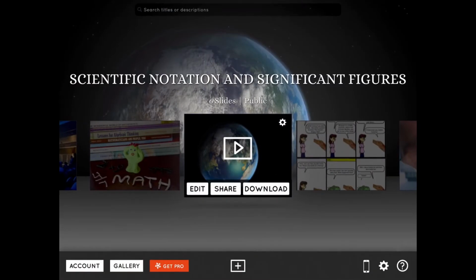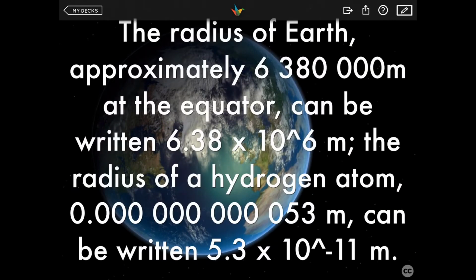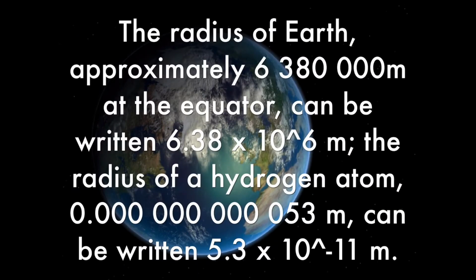So today we're gonna discuss scientific notation and significant figures. In physics, we deal with some numbers that are very small and others that are very large. It can be cumbersome to write numbers in conventional decimal notation. In scientific notation, any number is written as a number between 1 and 10 times an integer power of 10.